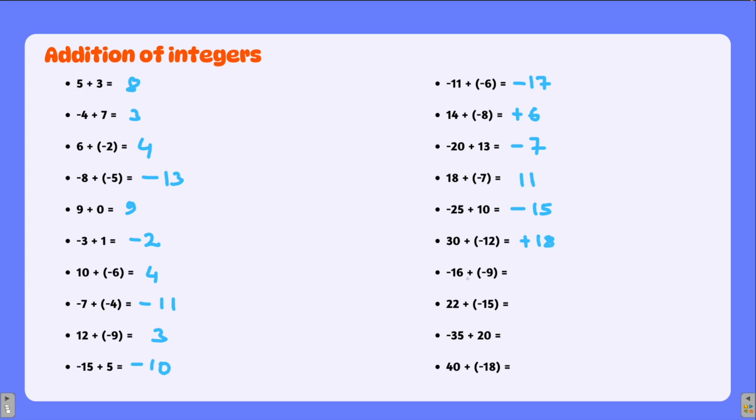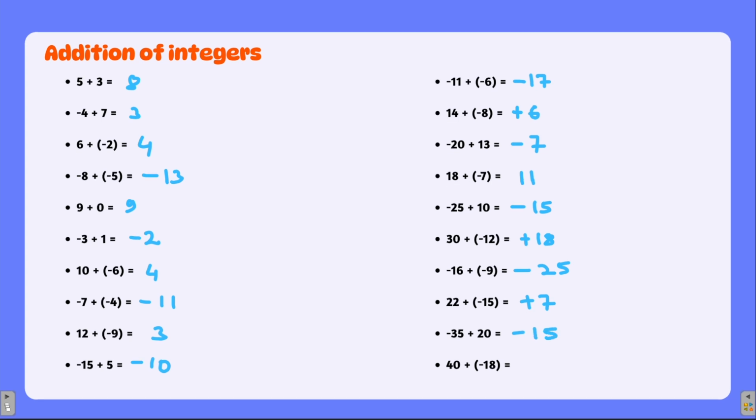Minus 16 plus minus 9 will give you minus 25. 22 plus minus 15 will give you plus 7. Minus 35 plus 20 will give you minus 15. 40 plus minus 18 will give you a positive number, and which is, this is 2, and then 3 minus 1 is 2, plus 22.